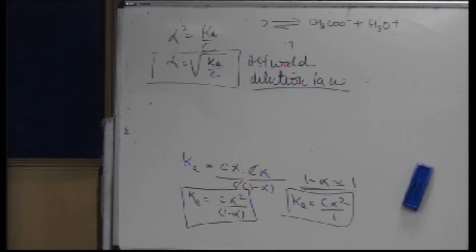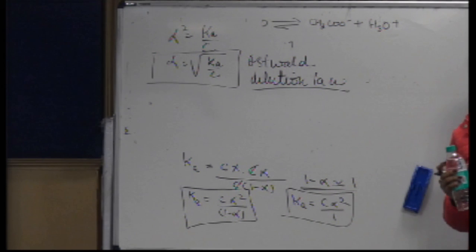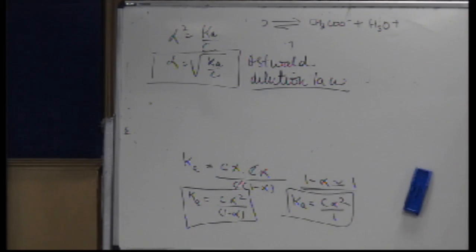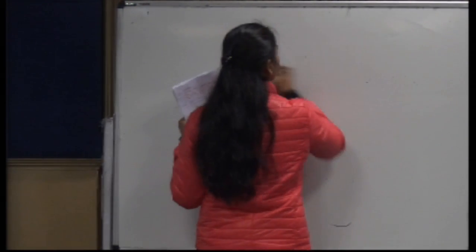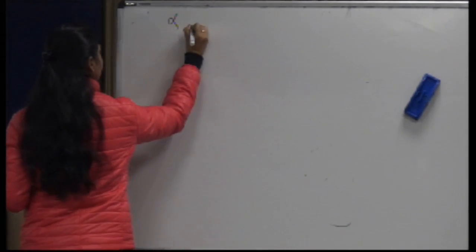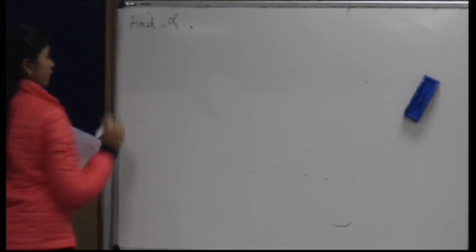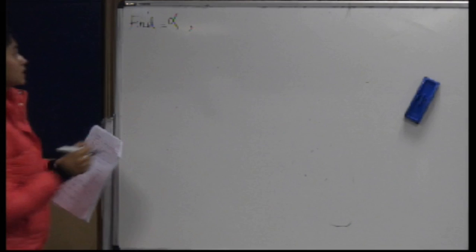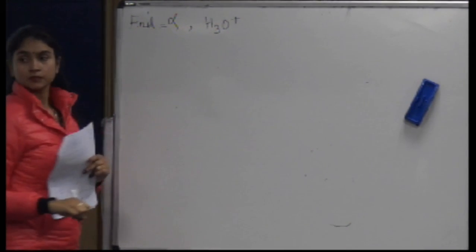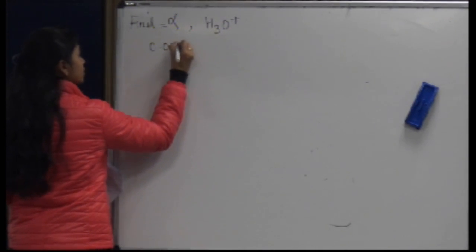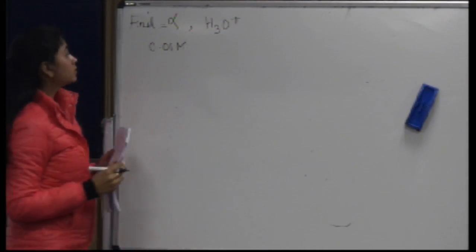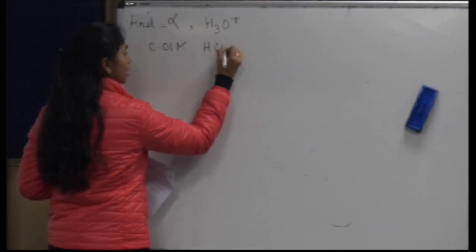Now I want you to write down a numerical so that we can understand this concept more, why I have taken 1 minus alpha and why I have multiplied that with the concentration. Write down: calculate the degree of dissociation, alpha, and the concentration of H3O plus ions when you are provided with 0.01 molar solution of formic acid. I hope everyone knows what formic acid is.